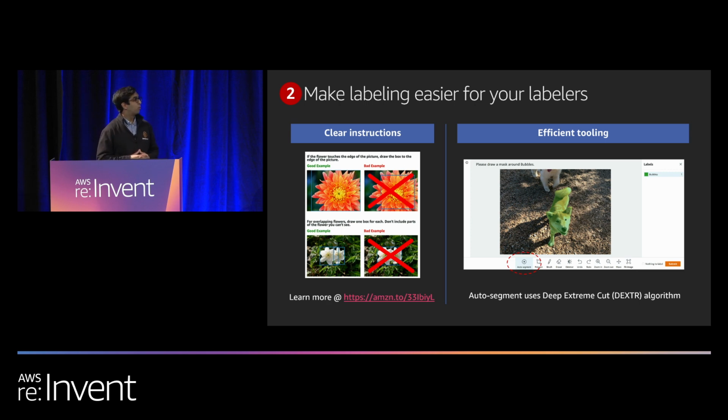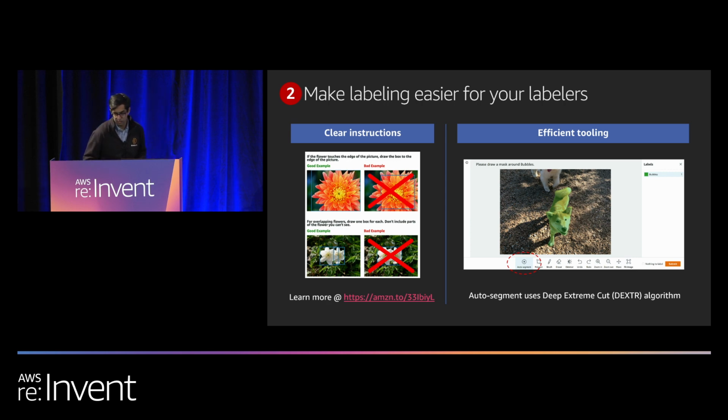It's also important to provide as efficient tooling as possible to your labelers, right? So this means streamlined UIs, easy to understand UIs, as well as automation in your UIs. And this is where I want to demo another exciting feature that we just launched last week that is for our most complex labeling task, which is semantic segmentation.